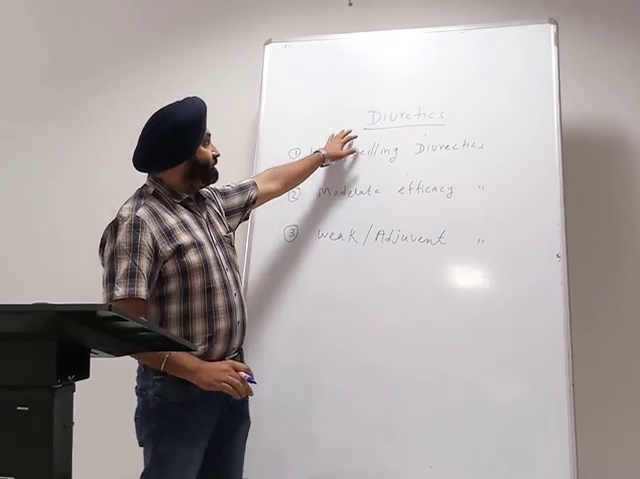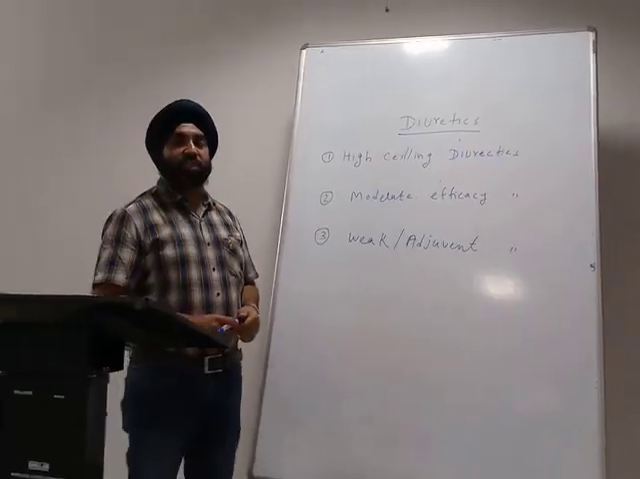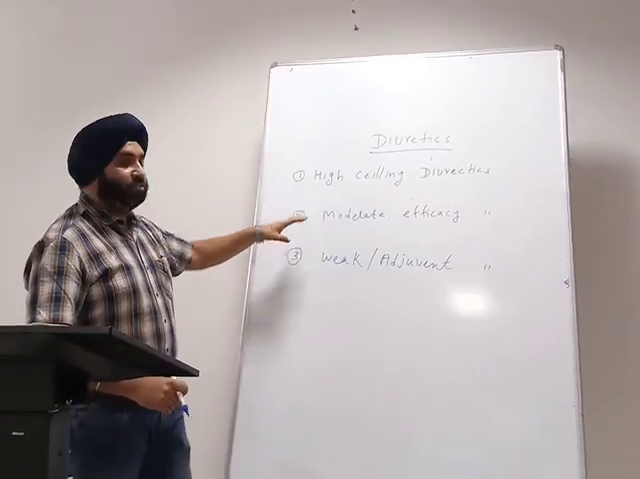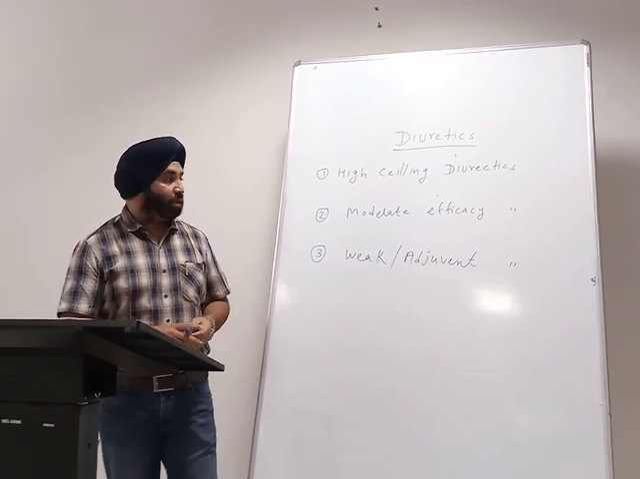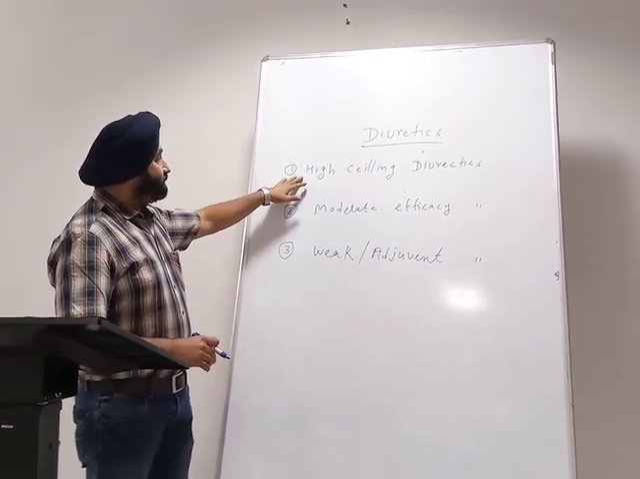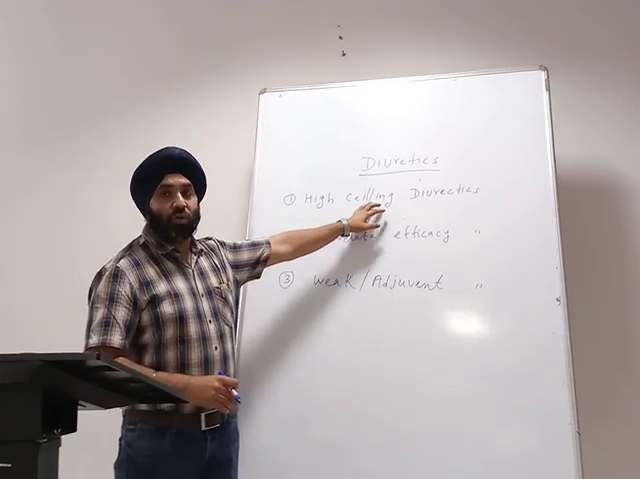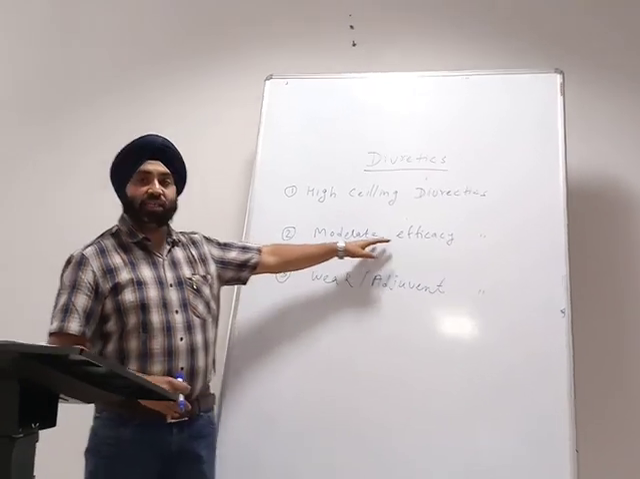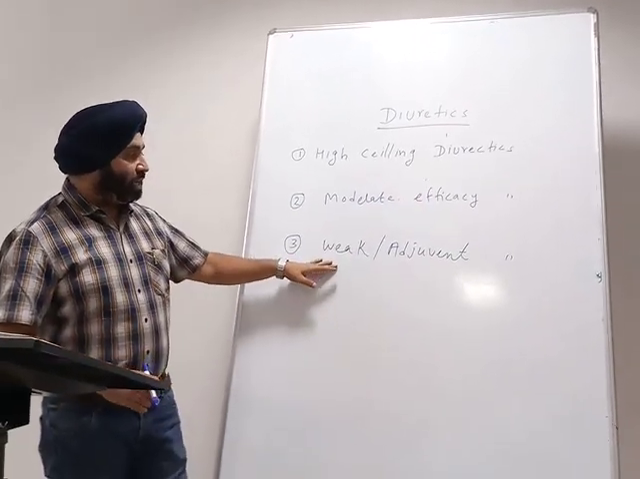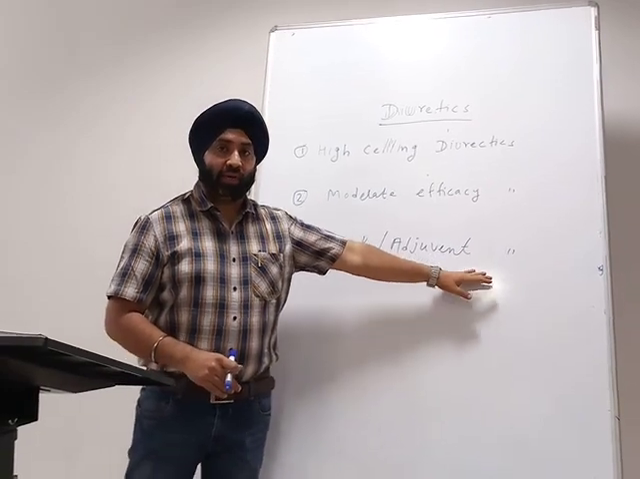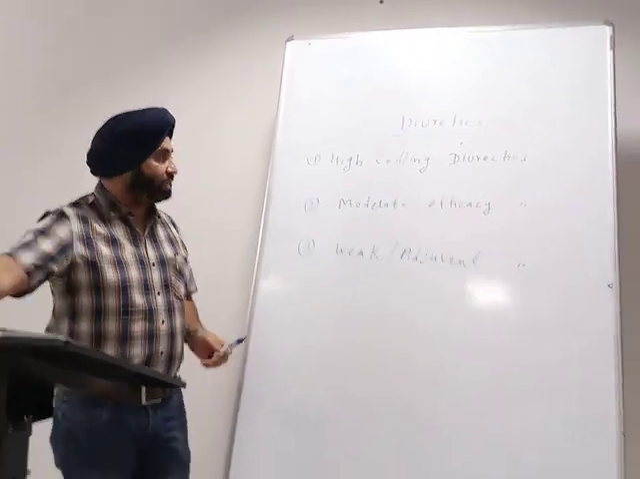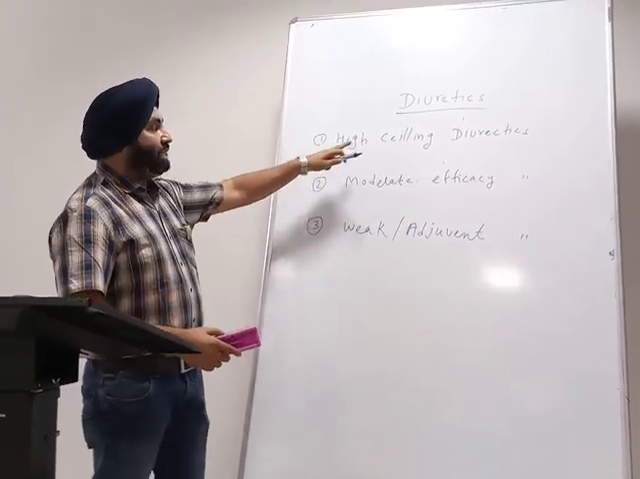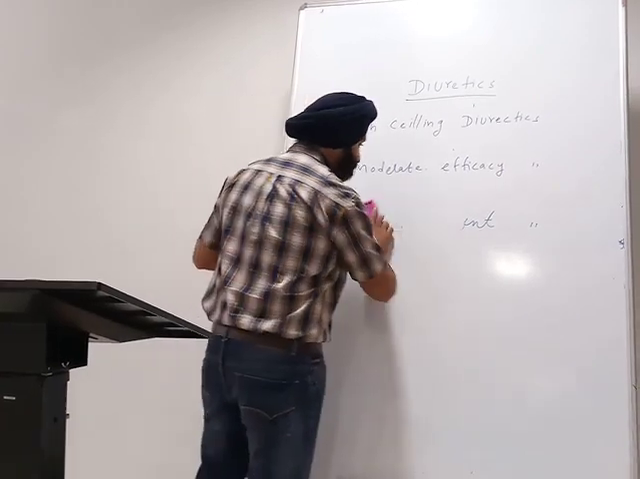Now we will discuss the drugs which are included in diuretics or used as diuretics. The drugs of diuretics are classified according to their efficacy. In this, the drugs which have high ceiling or high efficacy are included in this category. The second is moderate efficacy, and the third is the weak and adjuvant diuretics which have a weak or low efficacy. In this category our drugs are classified. So first we will discuss the high ceiling or high efficacy diuretics.